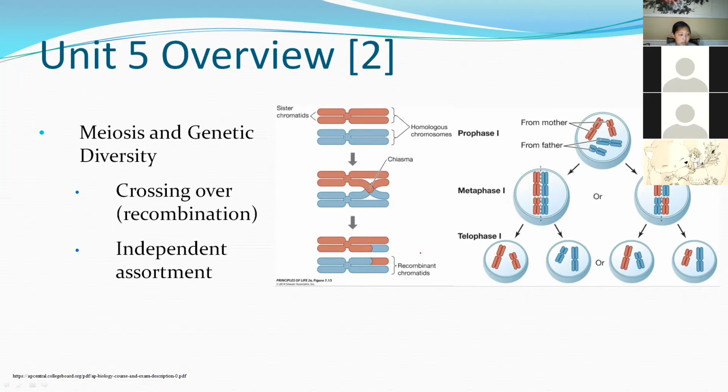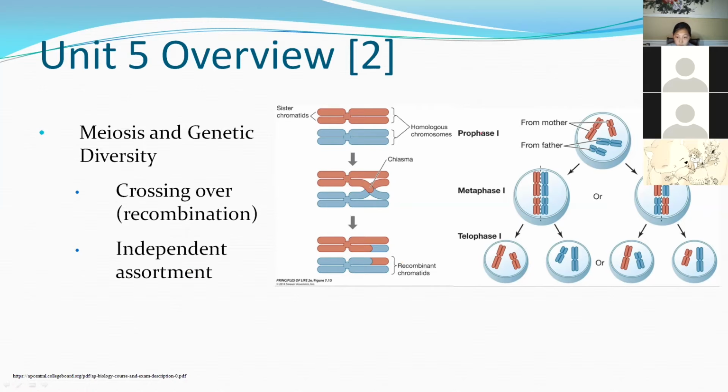Then there's independent assortment, but first, for crossing over, this can happen randomly. It can happen wherever on this chromosome, wherever it is, just random. That's what causes a lot of the randomness in your genetics.